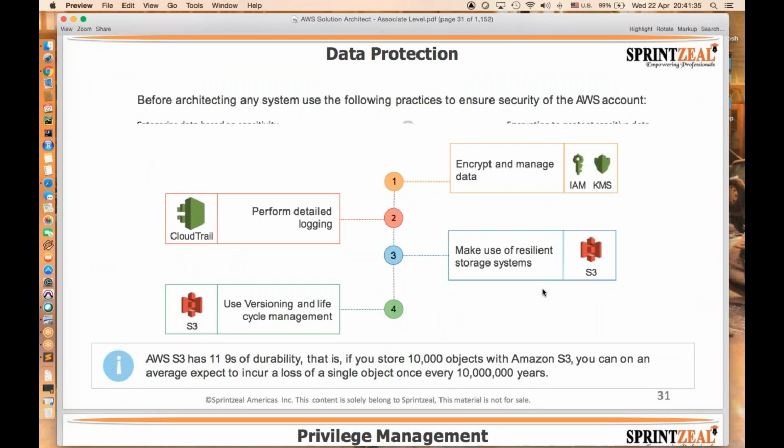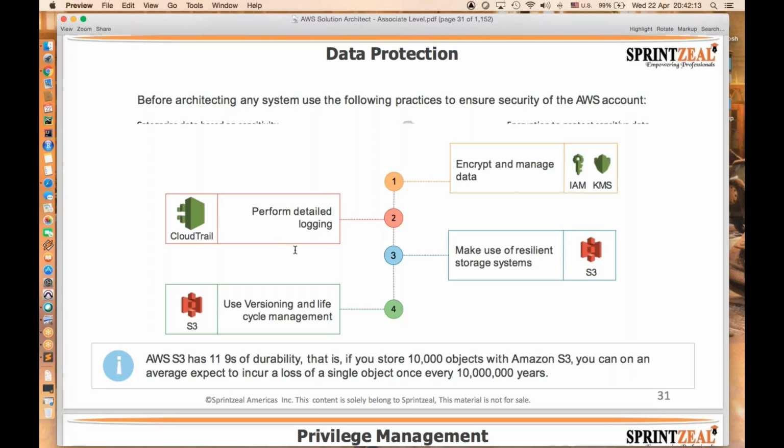Okay, so here we'll talk about how the data protection will be done, and what are the different AWS services which will support those practices to get us the data protection, right? When it comes to encrypting and managing data, the data should always be encrypted when you're storing it into AWS, and you manage the data. For this aspect, you need to have IAM and KMS. These two services will help you to encrypt your data and manage the data.